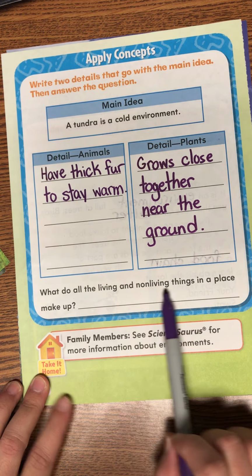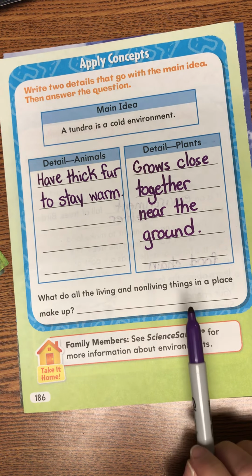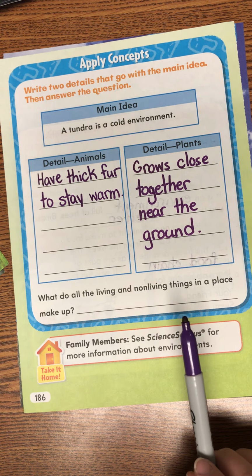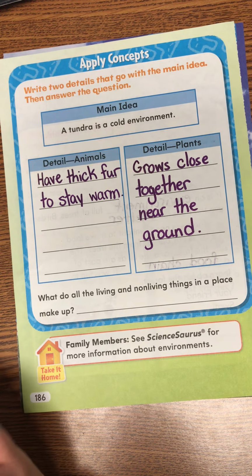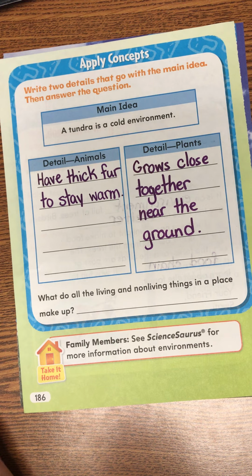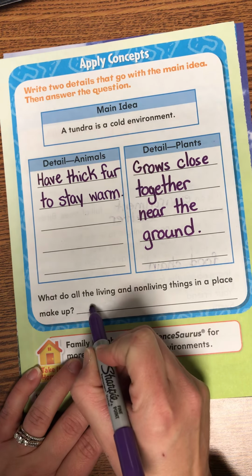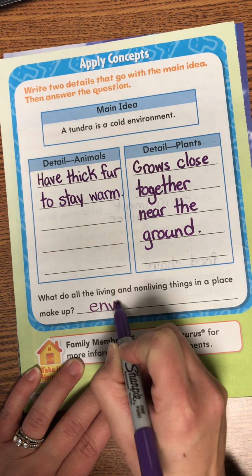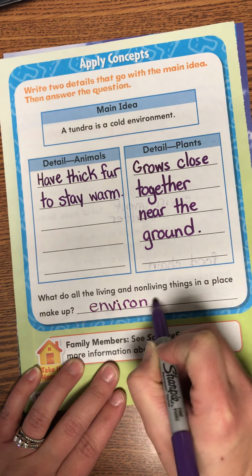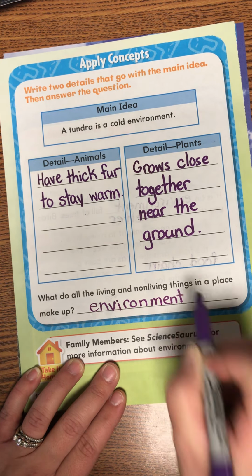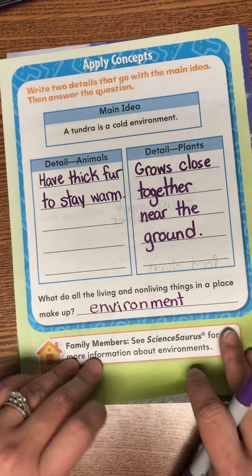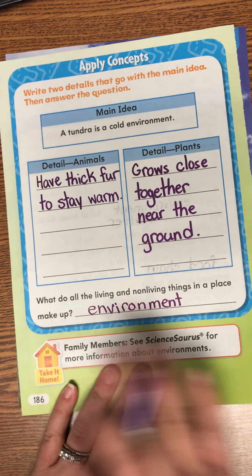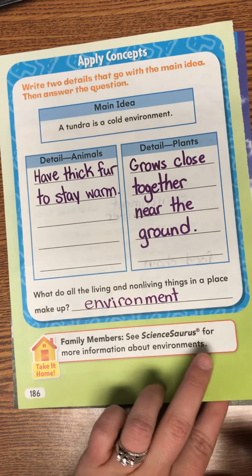Now, what do all the living and non-living things in a place make up? Well, we heard in our vocabulary words that all of the living and non-living things in a place make up what? Do you guys remember? It's one of our vocabulary words. They make up our environment. So they make up an environment. All right, so I know there's a lot on this page, so I've said it a couple times. Go ahead and pause me, get it all written, and when you're done, go ahead and play again, okay?